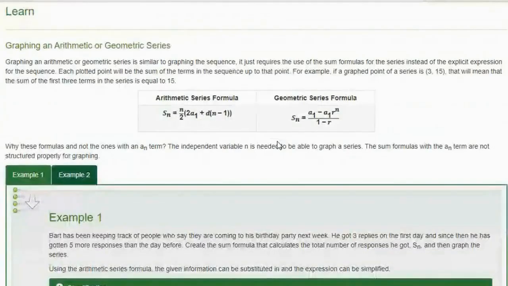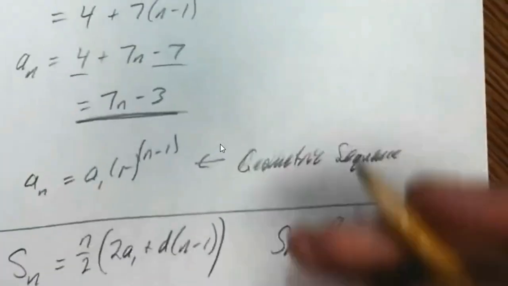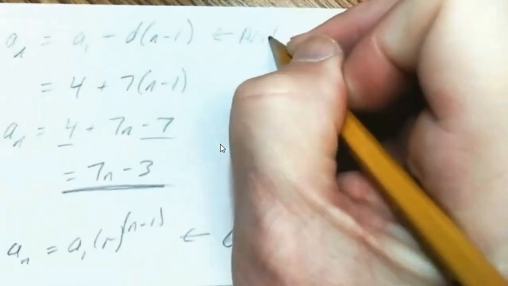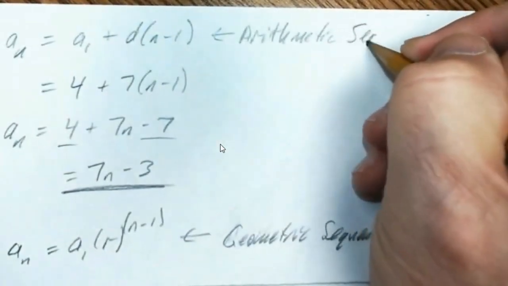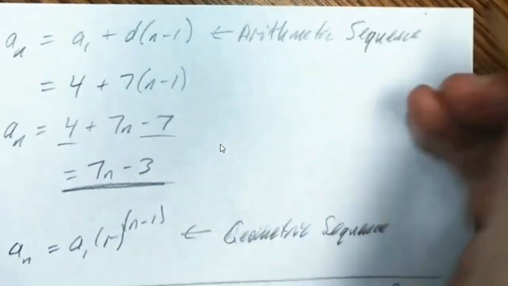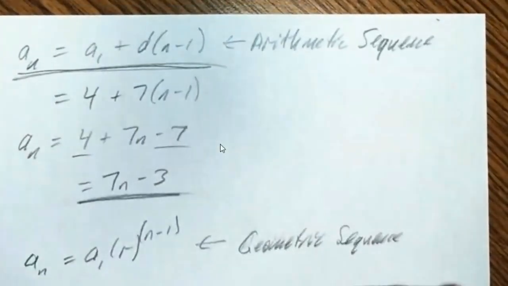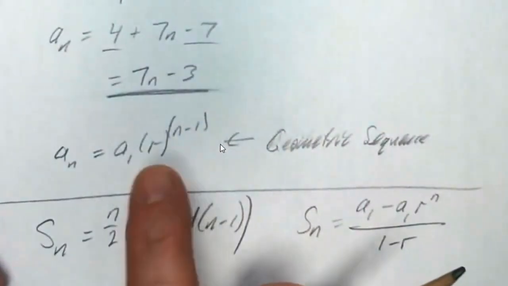All right, page 4. So graphing arithmetic and geometric series. Oh, so I'm going to put this in our notes. So this was the arithmetic sequence formula that we had to use to graph the arithmetic sequence. When we had a geometric sequence, we use this.